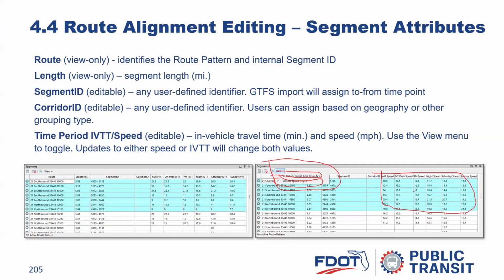So if you know that you want to have a certain operating speed on a segment or an entire route pattern, you can input the speeds rather than the in-vehicle time. If you input the speeds, it will automatically calculate the in-vehicle time and vice versa.